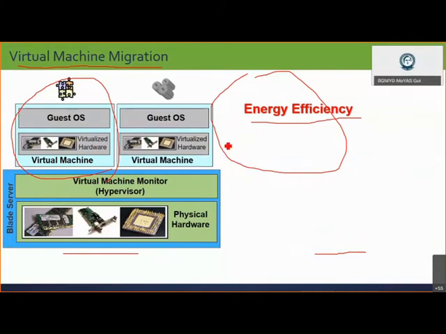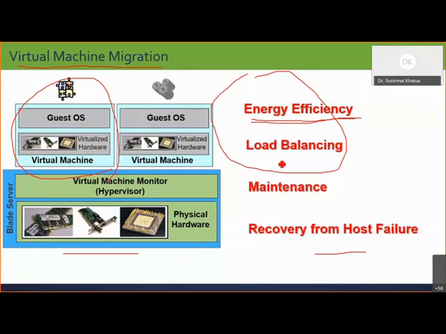So we can perform this kind of migration specifically for energy efficiency, because I do not need to run the second blade server that consumes some energy. And not only the energy, we may need to migrate the virtual machines for balancing the loads. There can be an unbalanced distribution of the virtual machines across the available physical servers, so we can migrate some of them so that the load will be balanced among the available physical servers.